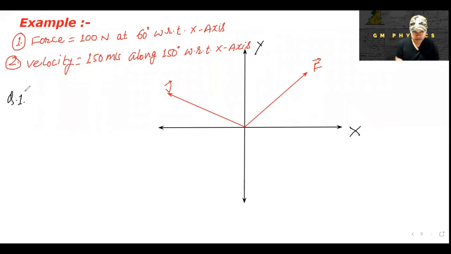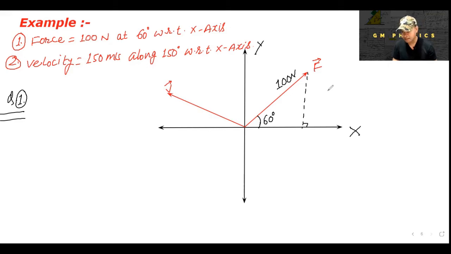Question number 1 is force of 100 Newton, this force vector of 100 Newton at an angle of 60 degree with respect to x-axis. So the length of this arrow represents the magnitude of the vector. So here we can write 100 newtons, right? We have to find the component of this vector quantity. So simply from the head of the arrow, draw two perpendiculars, one on x-axis to find the x component and one on y-axis to find the y component, right?